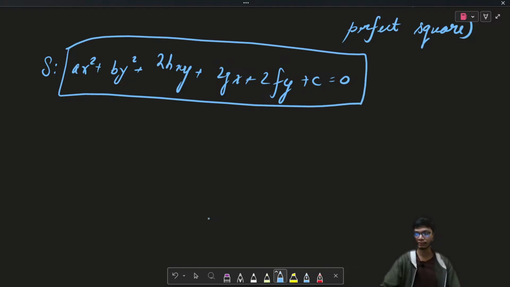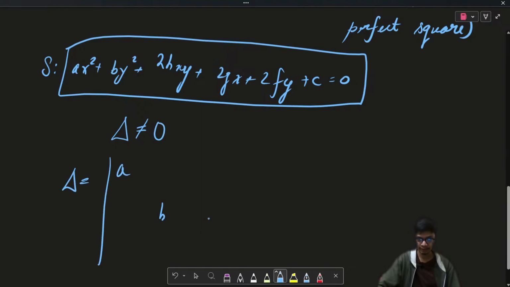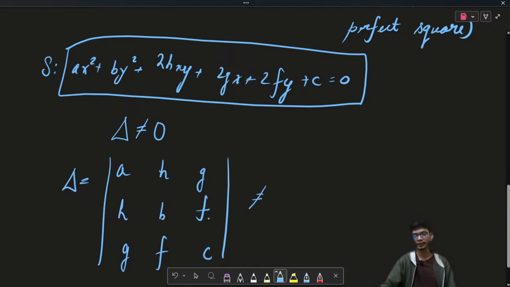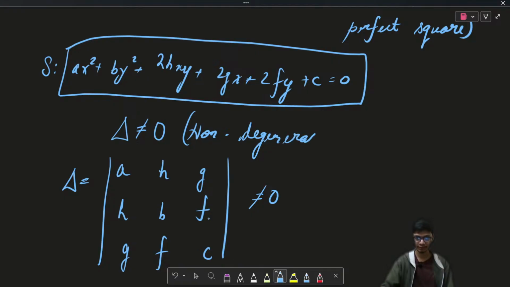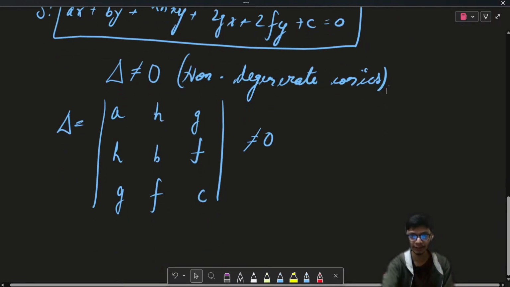Now from this, the very first condition to know whether it is a degenerate or non-degenerate conic is to check for delta. The delta is defined as the determinant of this particular matrix, okay, which is a symmetric matrix as over here, right? So this particular thing is not equal to 0. That basically means we are discussing non-degenerate conics. So this is the condition for non-degenerate conics, right?